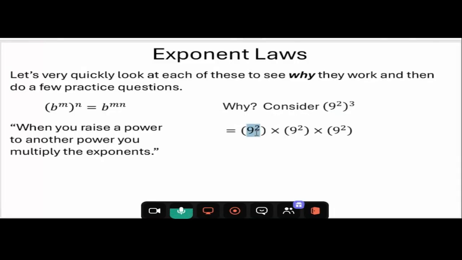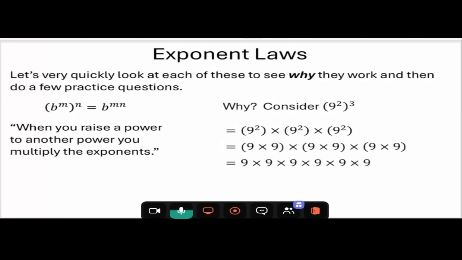But each of these 9 squareds actually means 9 times 9, like so. And those brackets aren't doing anything anymore, right? They were showing multiplication, but now it's just 9 times 9 times 9 times 9 times 9 times 9. Brackets no longer necessary. That is 6 9s being multiplied together, which we can write as 9 to the power of 6. So we see this time we did go 2 times 3, right?